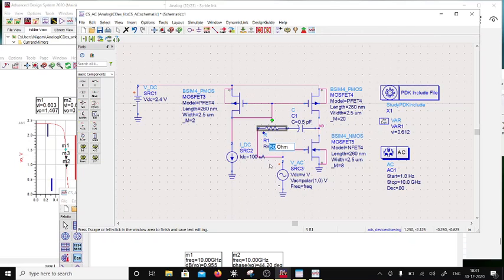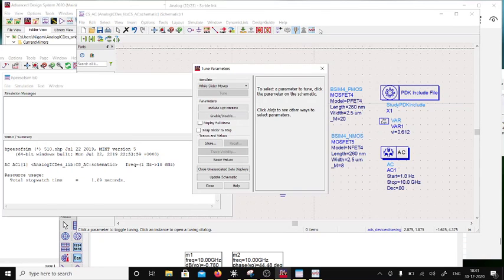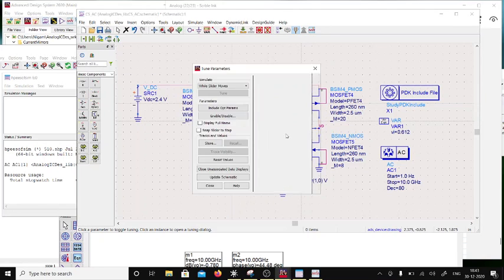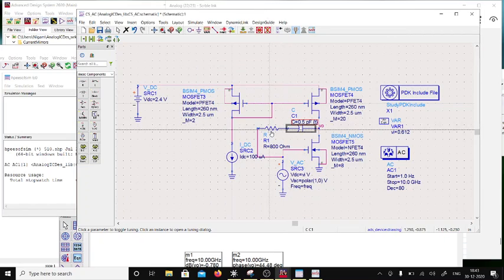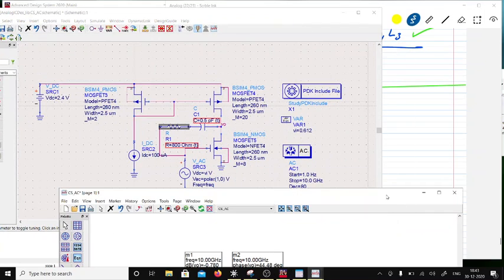Okay, so here what I'm doing is a trial and error because I have some intuition. But what it is doing is introducing a zero between the first pole and the second pole. So I am going to hit tune here, and I'm going to tune this capacitor and this resistor. So let's look at the response.